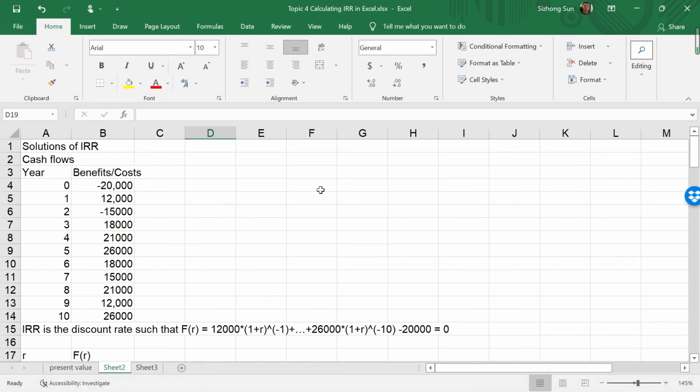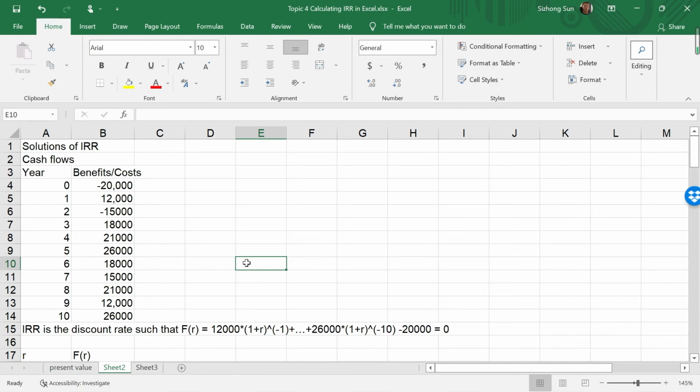Okay, so here is a project that has the following cash flow. Net benefit here: in year 0, the present time, there's a net benefit of negative 20,000. Year 1, 12,000, year 2, negative 15,000, and so on and so forth. So this project lasts for 10 years. So what is the internal rate of return of this project?